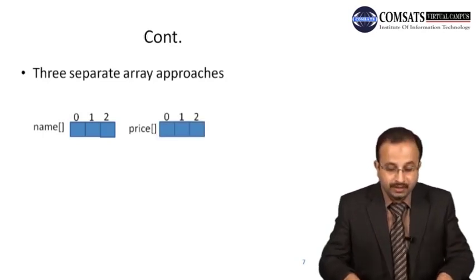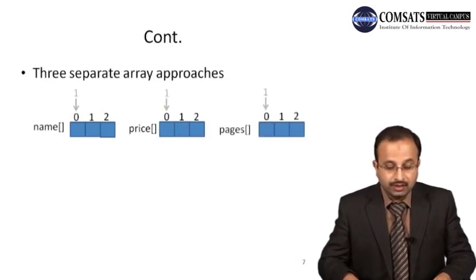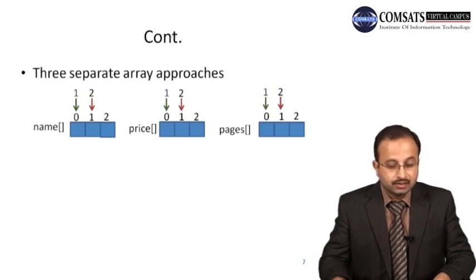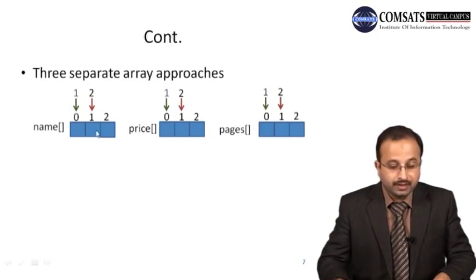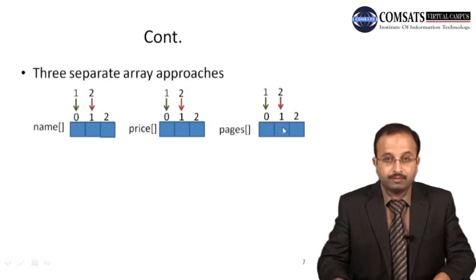इसी तरह से you have a price array for price, and array for pages. Now at the 0th index you will store the record for book number 1. At the 1st index of these 3 arrays, so name के 1st index पे सेकंड बुक का नाम होगा, प्राइस के 1st इंडेक्स पे सेकंड बुक की प्राइस होगी, और पेजेस के 1st इंडेक्स पे सेकंड बुक के नंबर ऑफ पेजेस होंगे.